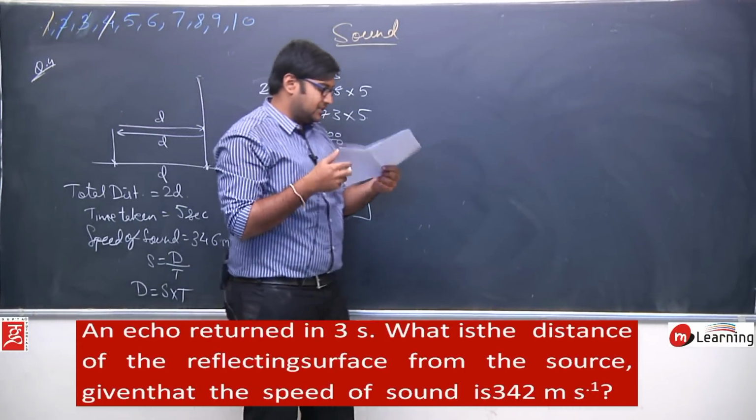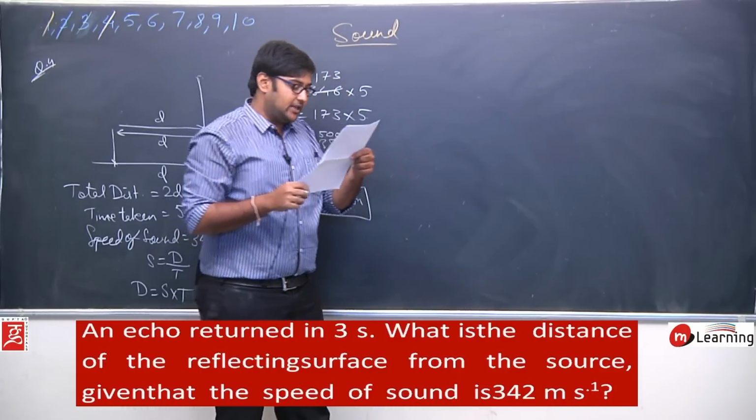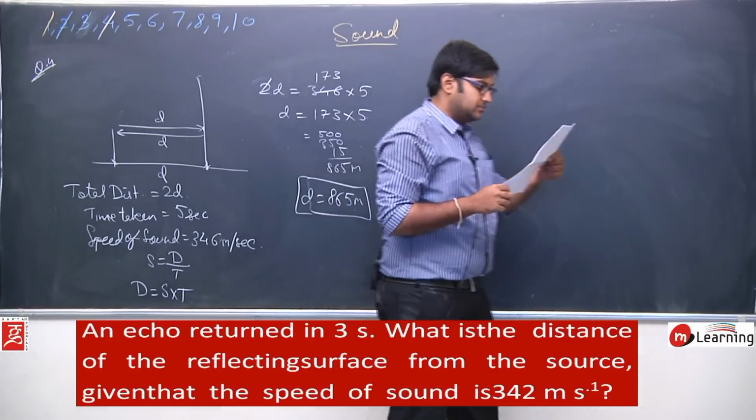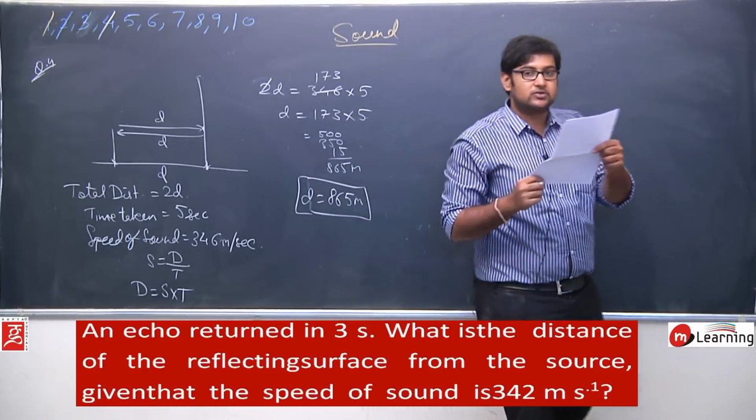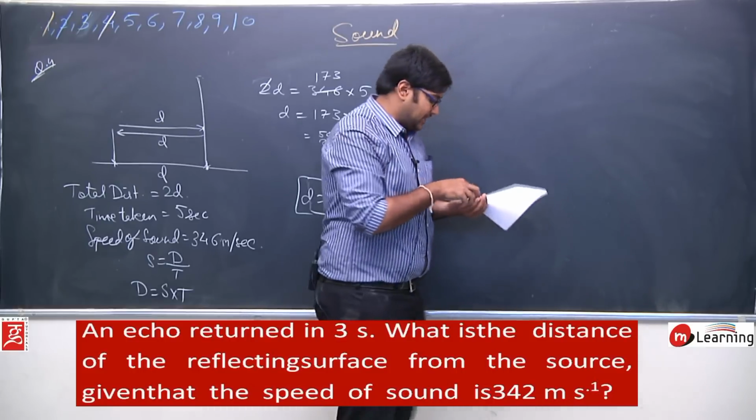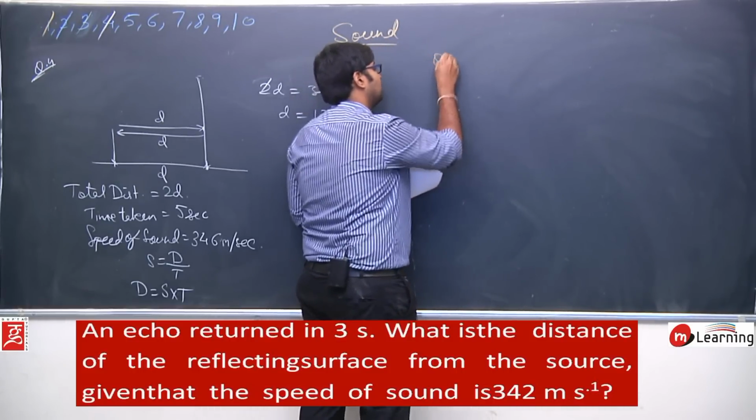Now let's move to question number 5. It says an echo returned in 3 seconds. What is the distance of the reflecting surface from the source, given the speed of sound is 342? See, again the question is similar to question number 4.